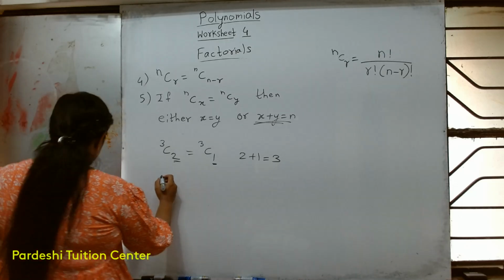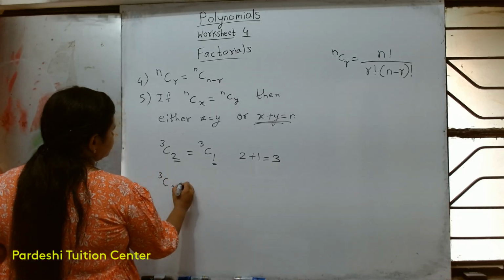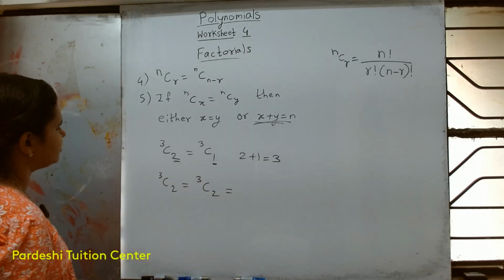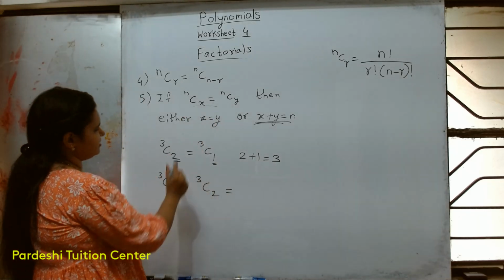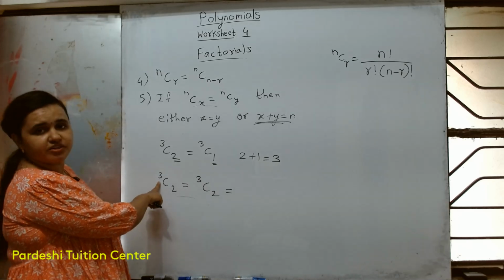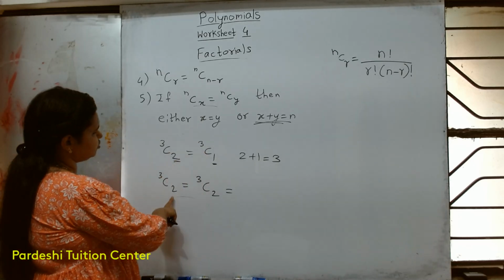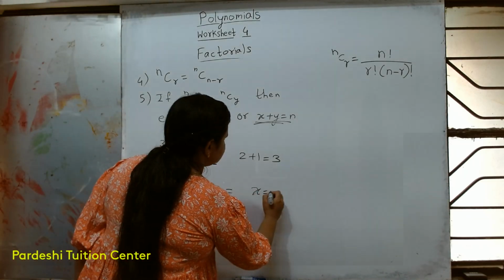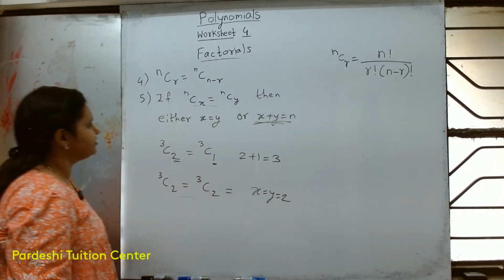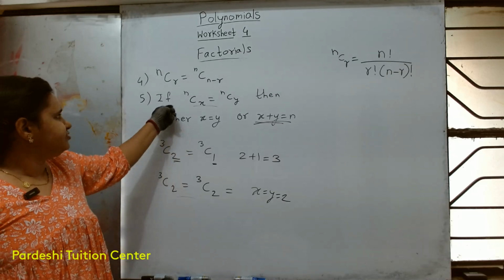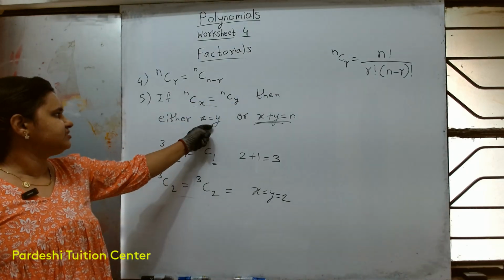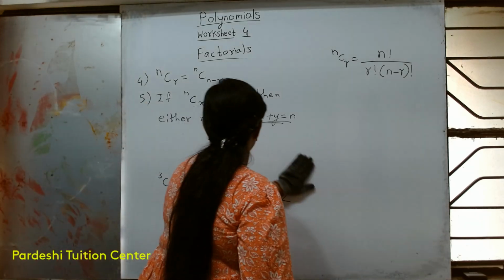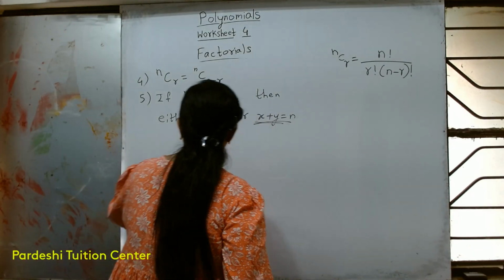Again, if I take 3C2 equals 3C2, and compare this and this, here n is 3, x is 2 and y is also 2. So x and y are the same, x equals y equals 2. If this condition is given, then either x equals y or x plus y equals n. You can put any of the values.